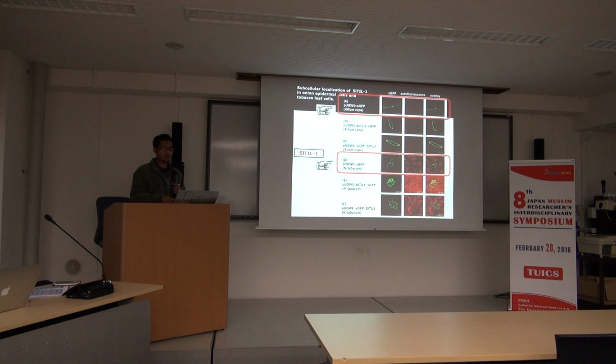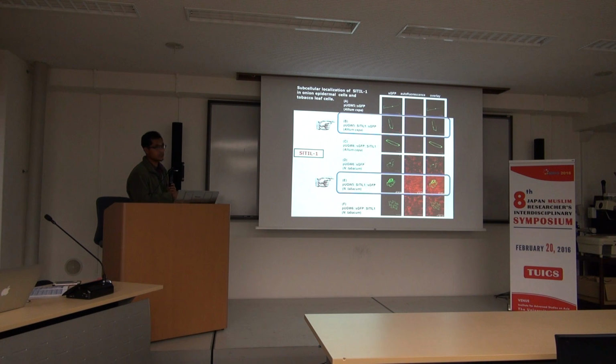So where is our protein located in the cell? This is using the N-terminus, PGW5TIL1 GFP. In onion, our protein localized in the plasma membrane very clearly. But this is in the tobacco.